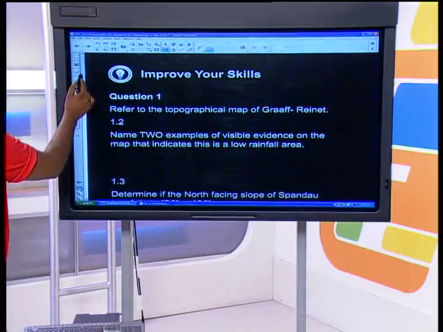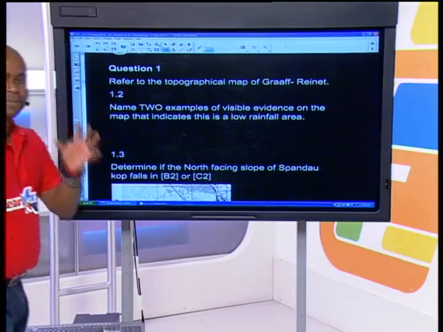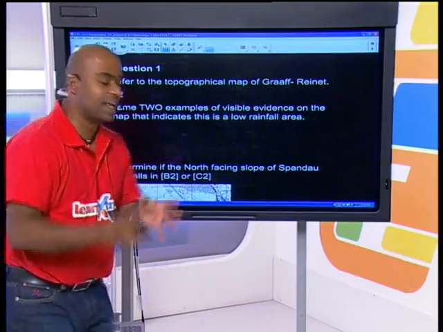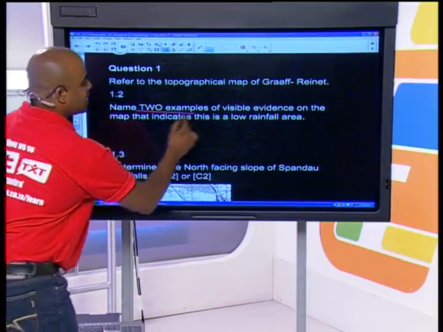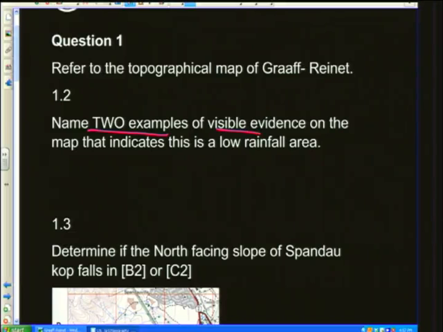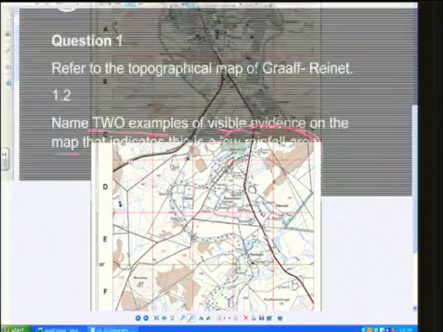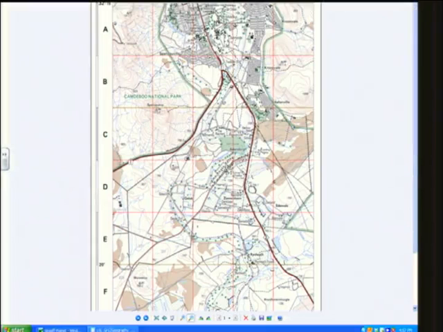Now, let's look at the key questions for this particular map in terms of climatology. Name 2 examples of visible evidence on the map that indicates this is a low rainfall area. I'm going to go to the map again of Graaf-Reinet. Note we've discussed this particular map. Note there's an absence of green areas on this map.